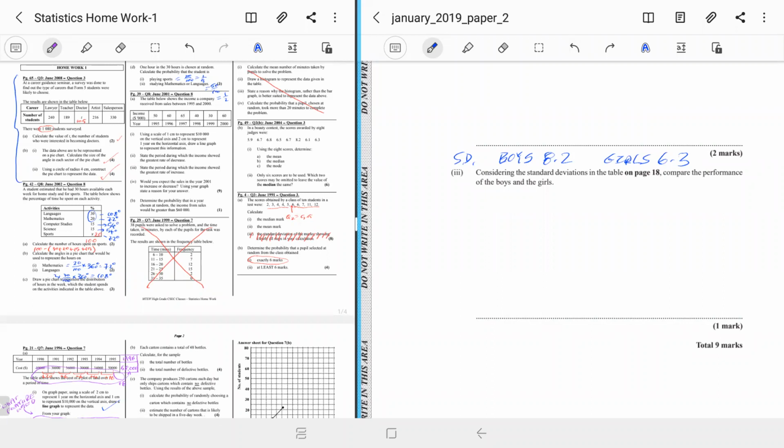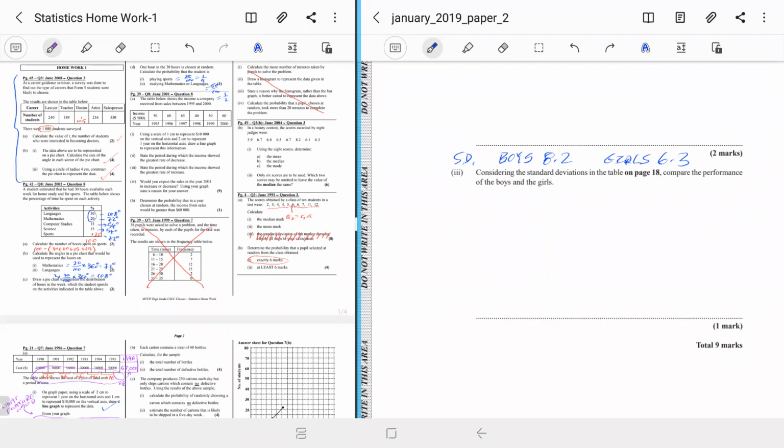But I must write something that says the scores of the boys vary more widely from the mean score of the boys as compared to the scores of the girls. Now we'll go further and say that the scores of the girls vary more closely to the mean score of the girls when compared to those of the boys. Something like that, what I just said.